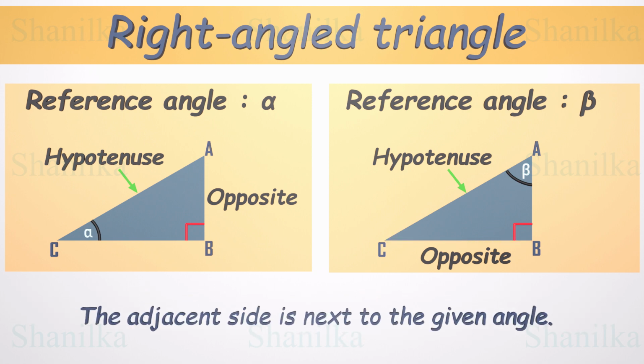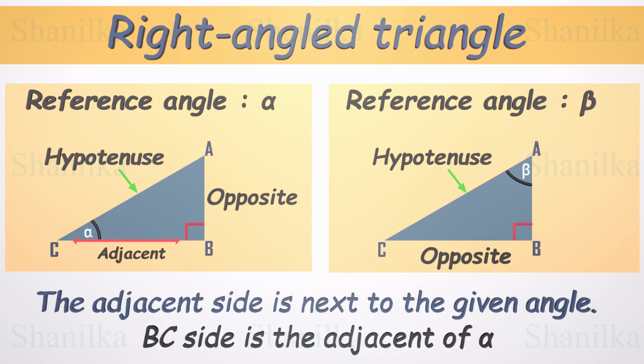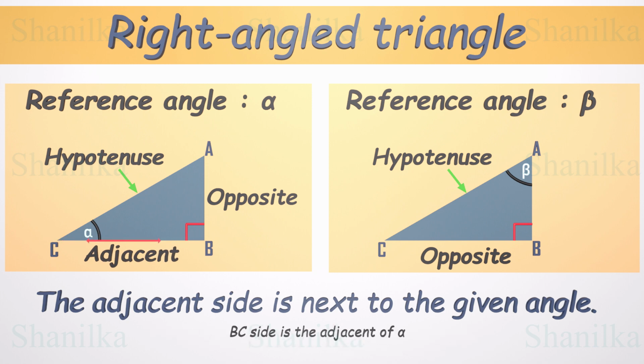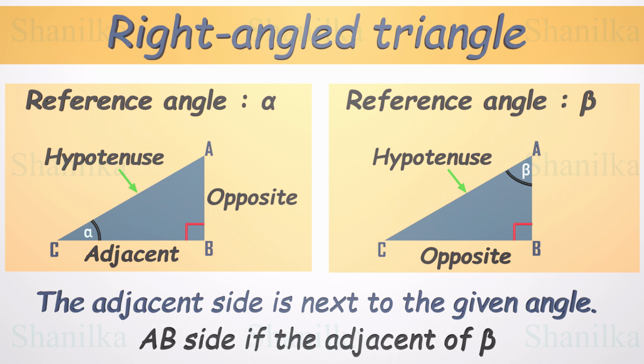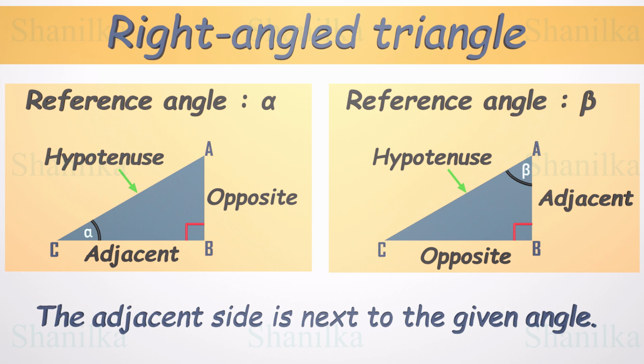The adjacent side is the non-hypotenuse side next to a given angle. For example, if you take alpha as the reference angle, the adjacent side is CB. If you take beta as the reference angle, the adjacent side is AB. Knowing how to accurately label the sides for a specific reference angle is essential.